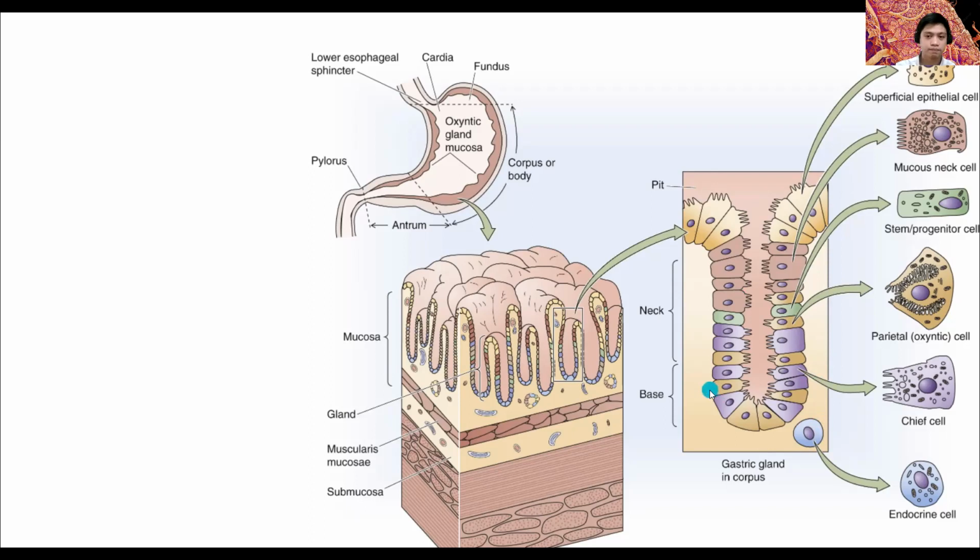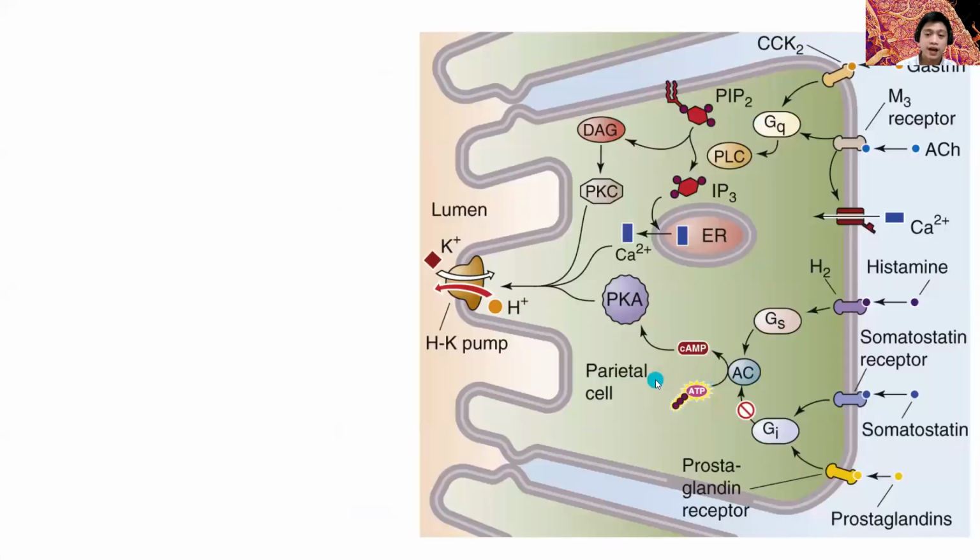Now, this is an important topic, how the parietal cell secretes acid. So don't get overwhelmed by this picture because this is actually quite easy to understand. So you have here the lumen, which faces the food and where you secrete your acid into. Siya yung hollow space ng inyong stomach kung saan nandun yung food.